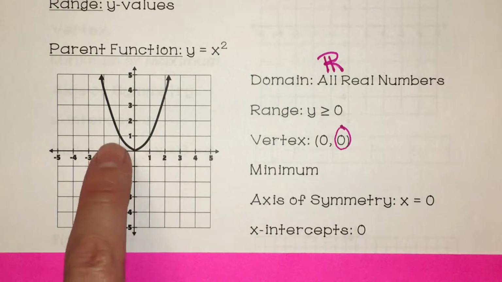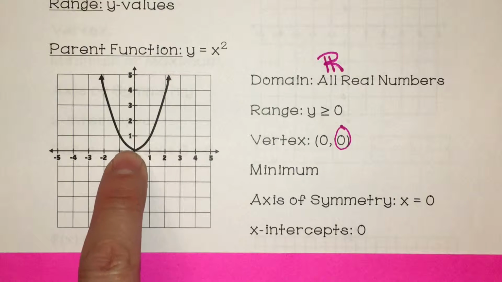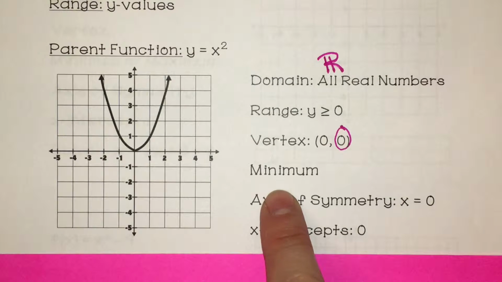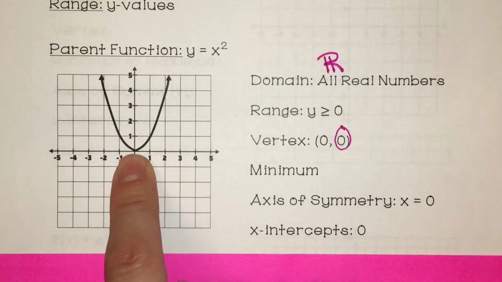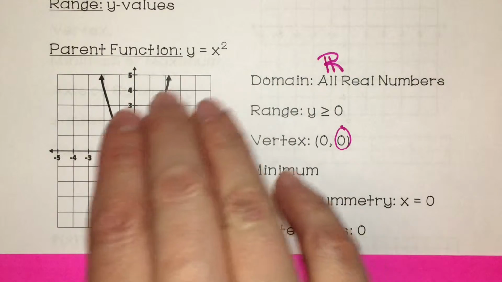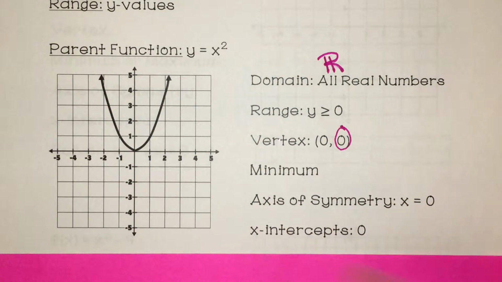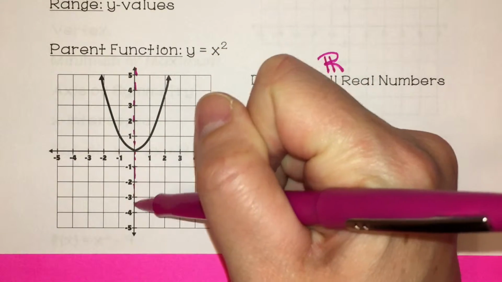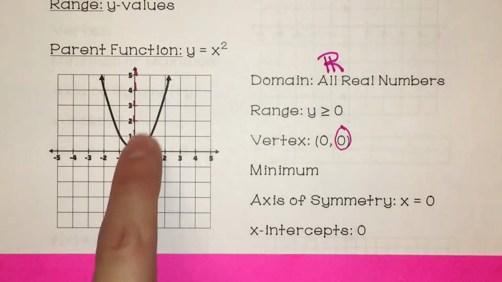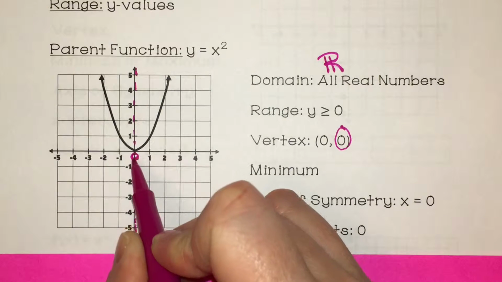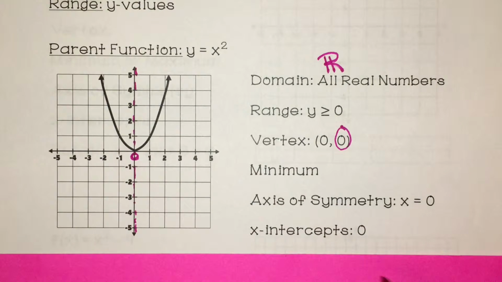So the vertex is just the bend, so it could be at the bottom, or if it's reversed, it would be at the top. The vertex in this case is considered a minimum because it's the lowest value you'll ever get to. If it was reversed, the vertex would be a maximum just because it would be the highest point of your graph. The axis of symmetry goes right down through the vertex. It's a vertical line. It goes down through where x is equal to 0, because this is the x coordinate, which would be 0, right down through that vertex.